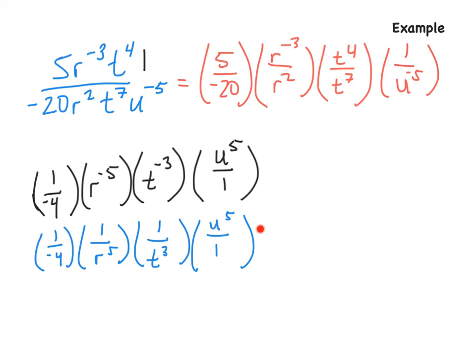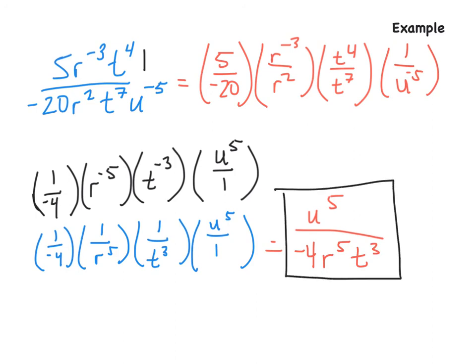Now we can multiply straight across. By doing that, 1 times 1 times 1 times u to the 5th is u to the 5th, all over negative 4 times r to the 5th times t to the 3rd times 1. That would equal u to the 5th over negative 4 times r to the 5th times t to the 3rd. And this would be our final answer. So please take your time. Break it out if it helps.